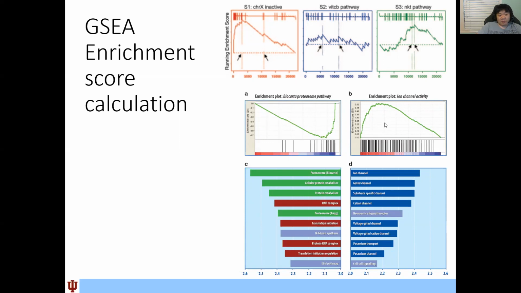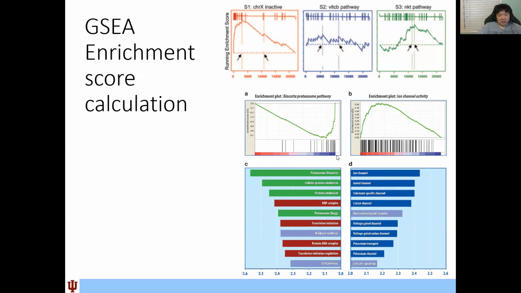I believe you have seen this type of figure multiple times when you read other papers. Basically, to read this, this is the trajectory of the ES, and this is the enrichment score's lowest level. Once you see this pattern, it may tell you that this gene set is more likely to be downregulated. And once you see this pattern, the gene set is more likely to be upregulated.